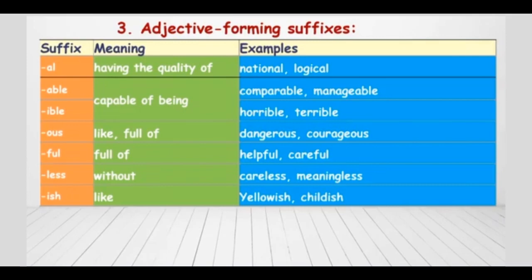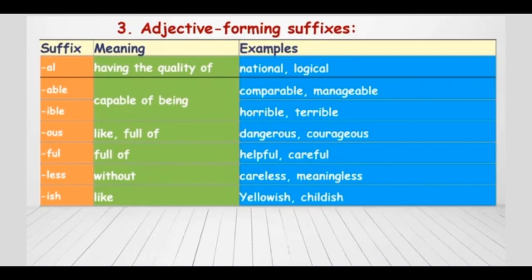F-U-L, or full, means full of something. Say help, helpful. Care, careful. So helpful and careful are adjectives. Help is a noun and care is a noun. Helpful and careful are adjectives.